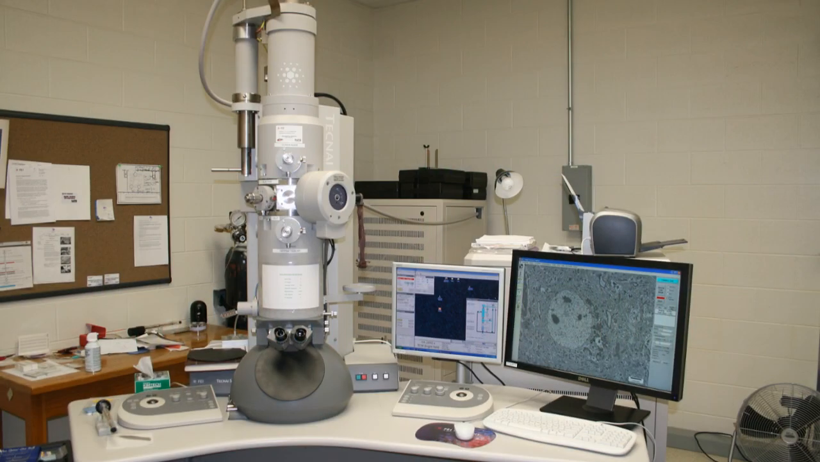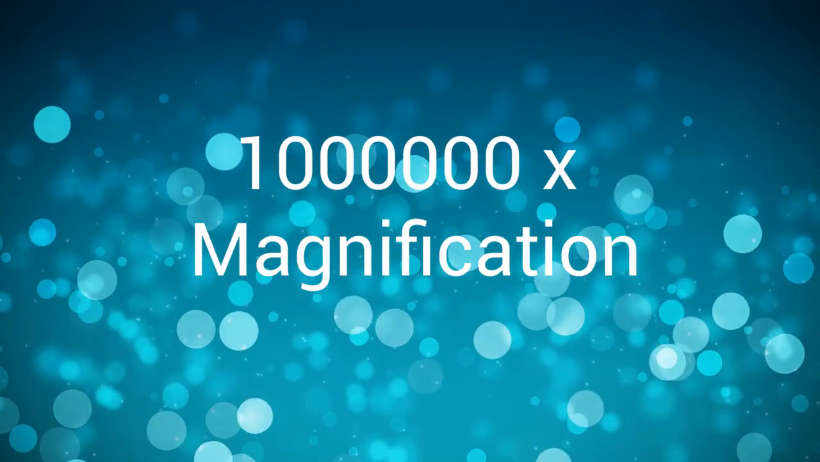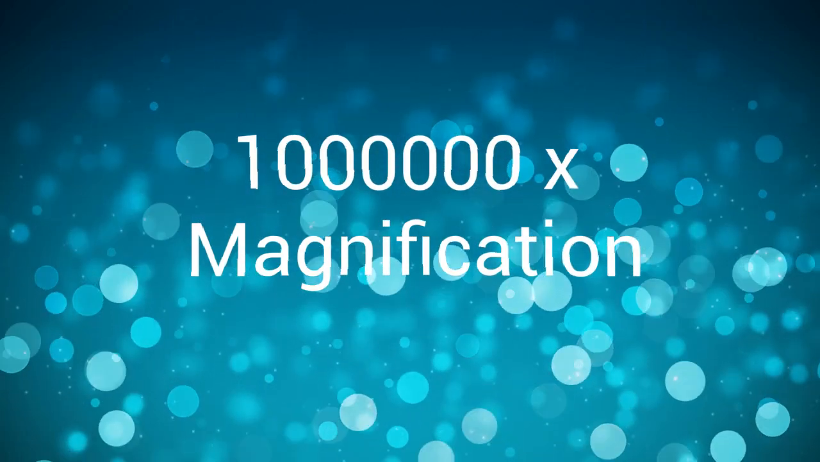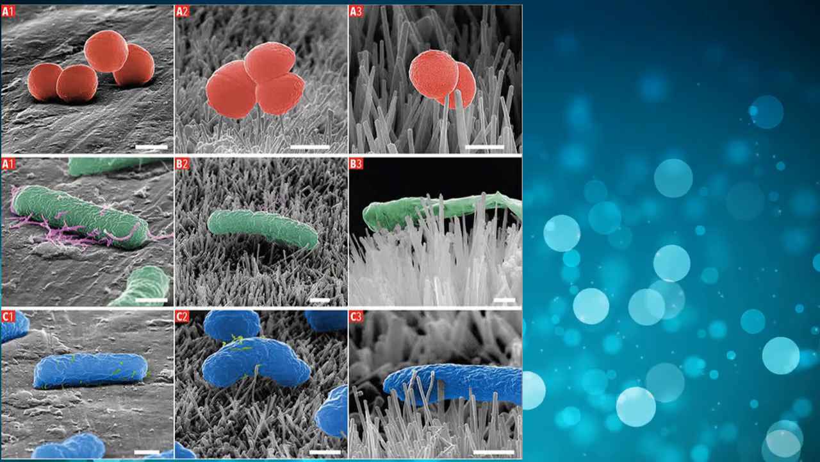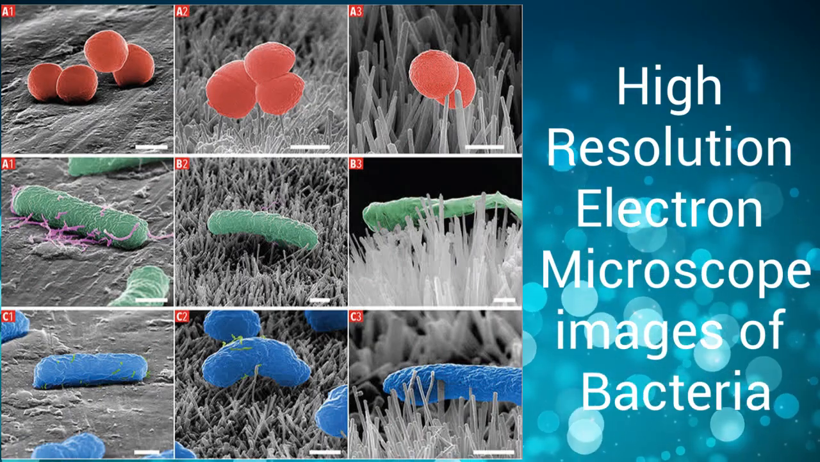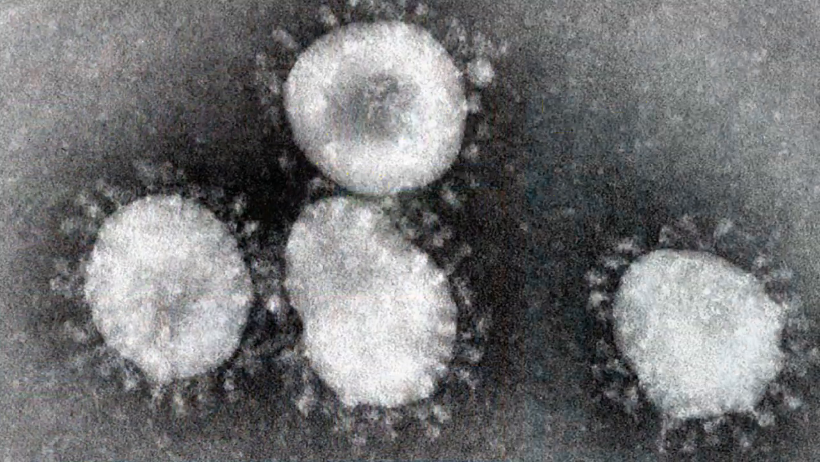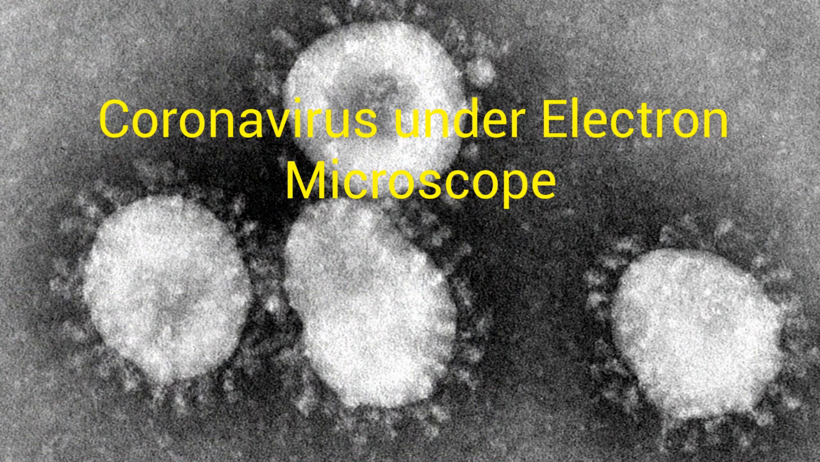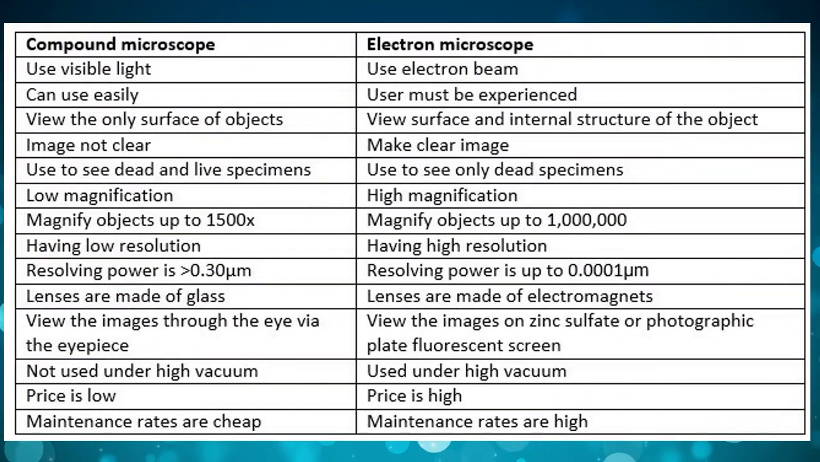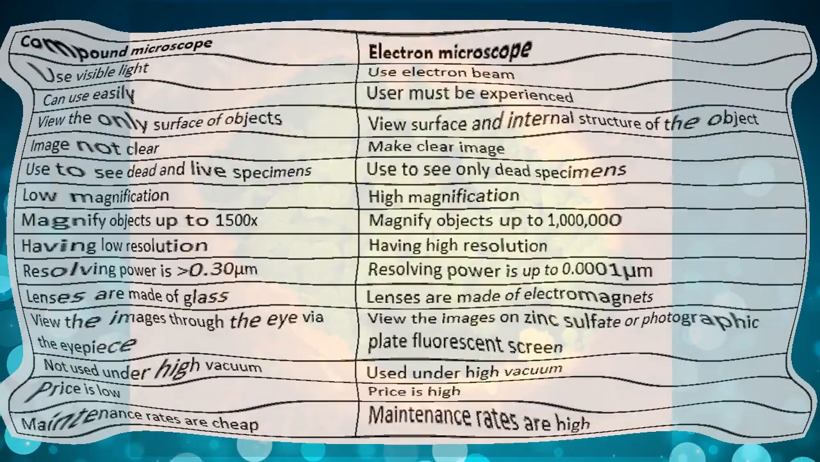Electron microscope uses a beam of accelerated electrons as a source of illumination. They can achieve a magnification of up to 1 million times. The electron microscopes have much higher resolving power than light microscopes and can reveal the structure of smaller objects like viruses. This table shows a comparison between the light and electron microscopes.